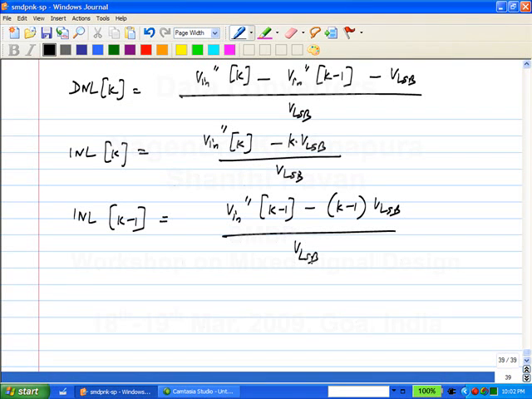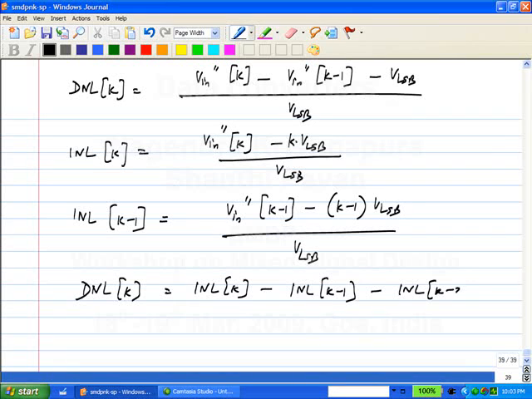DNL K is INL K minus INL K minus 1 minus INL K minus 2. That's it? Like this. How did you get this? How did you derive this? Only up to two terms, that is K and K minus 1. The K minus 2 term will not be there.